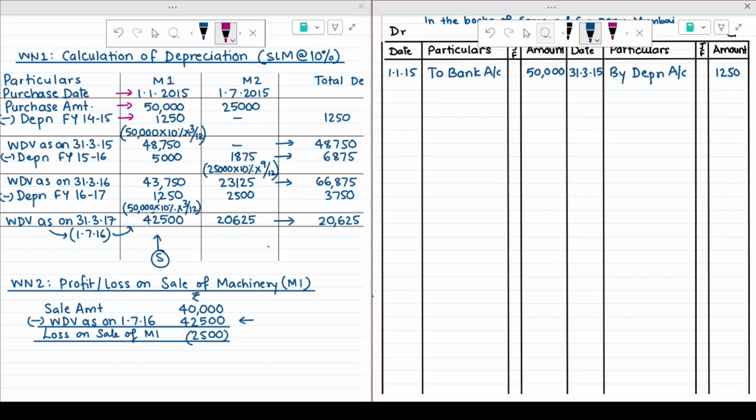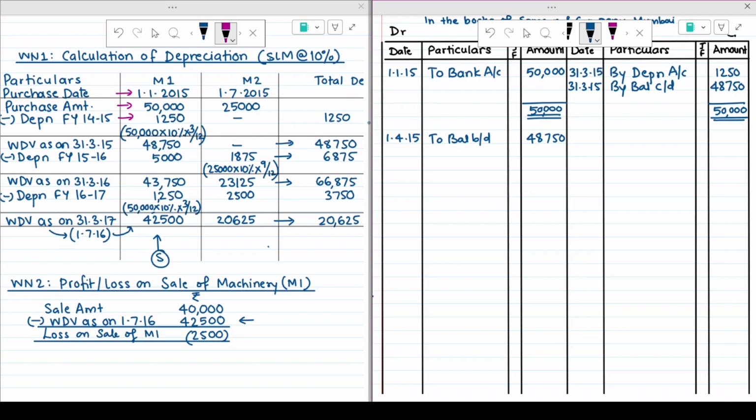So all the entries are done. We can close our books. 50,000, 50,000. They've asked only for the machinery account, not the depreciation account. So the balancing figure will be 48,750. By balance closed down, and the next day we will carry that amount forward. 1st April 15 to balance brought down 48,750. With this, our first year is done.